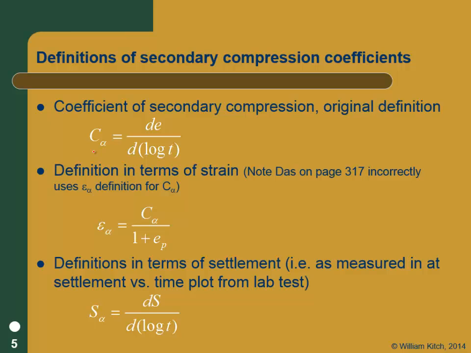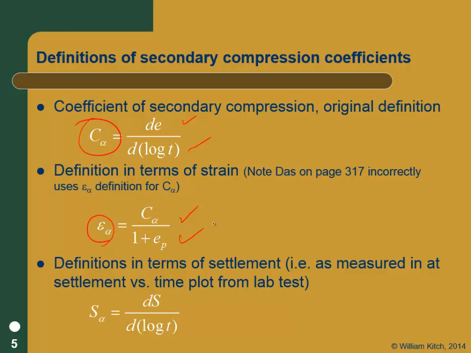Okay, so last lesson we'd done our introduction to secondary compression, basically just defined it. And remember we said there's three different ways this information can be presented. The original characterization was C sub alpha as the coefficient of secondary compression, defined as the void ratio change versus log time. There's obviously an equivalent epsilon alpha, very analogous to C sub C epsilon, which is equal to C sub alpha over 1 plus e primary.